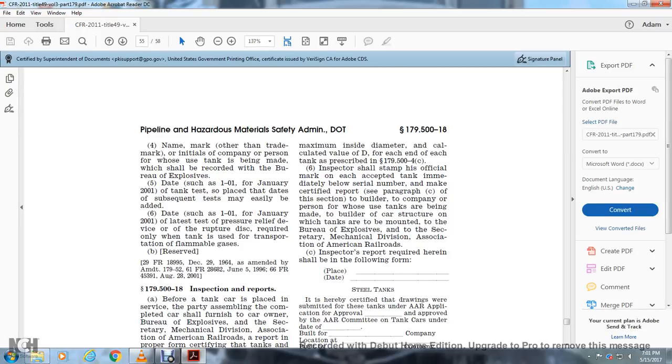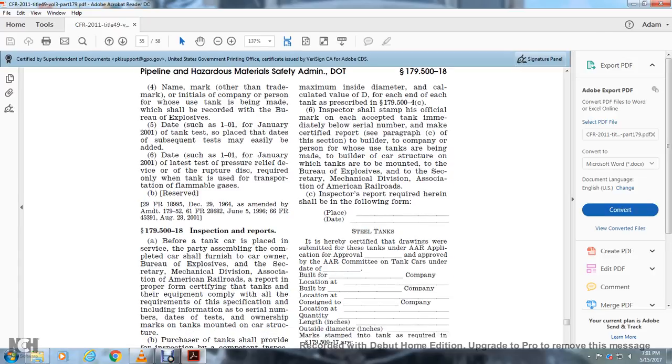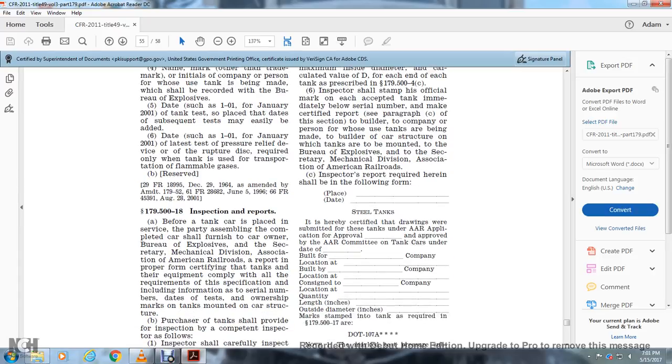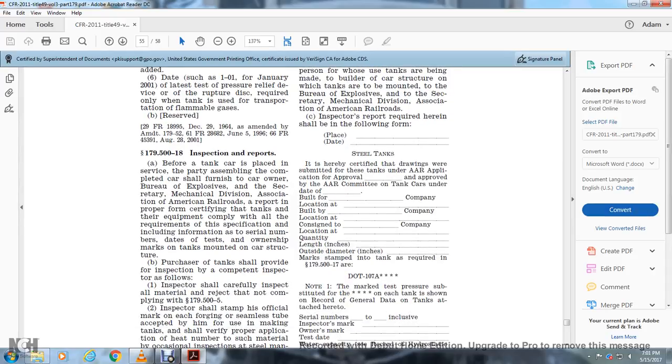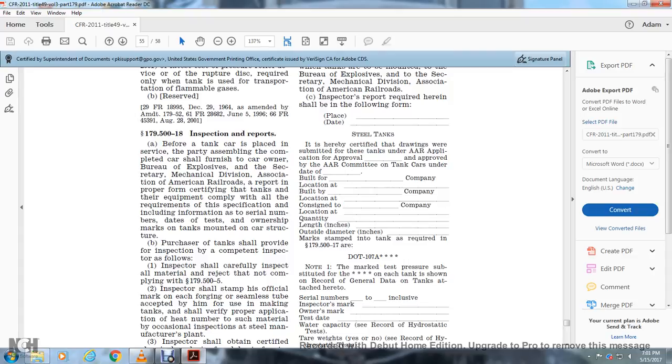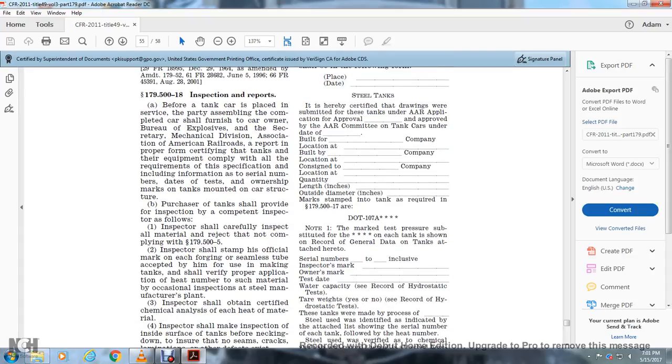Inspector reports required herein shall be in the following form. It is hereby certified that the drawings submitted with these tanks, of the AAR application, have approval and proof of the AAR committee. The tanks are built, date built, for the company, built by a company, location, designed by the company, with the quantity, length, inches outside diameter, inches, marked and stamped on the tank as required in 179.517. Also serial numbers, inclusive, extra marks, owners' marks, testing date, water capacity test, tare weights.